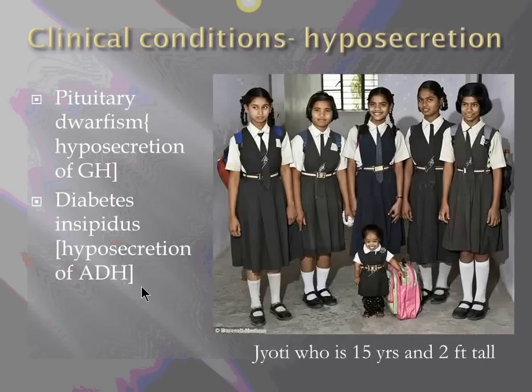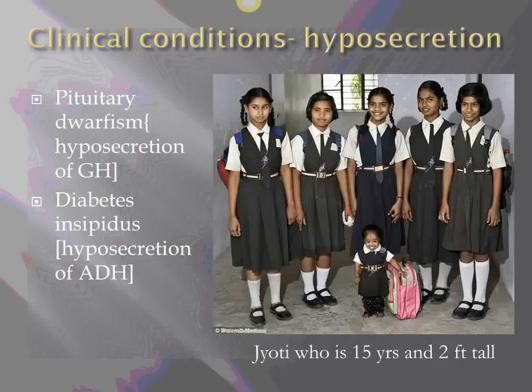And then we have a condition where there is hyposecretion of ADH. So this is another hormone. And this condition is known as diabetes insipidus. It's called insipidus because the urine is insipid. It's not sweet, like diabetes mellitus. When you talk about diabetes, you're usually referring to diabetes mellitus, where the urine is sweet because the sugar is passed out in the urine. So the urine contains sugar.